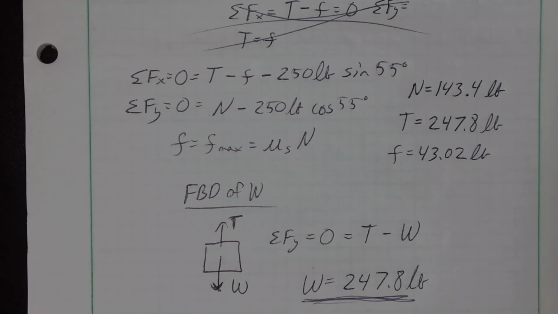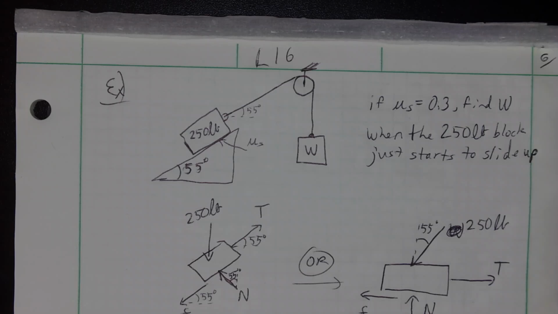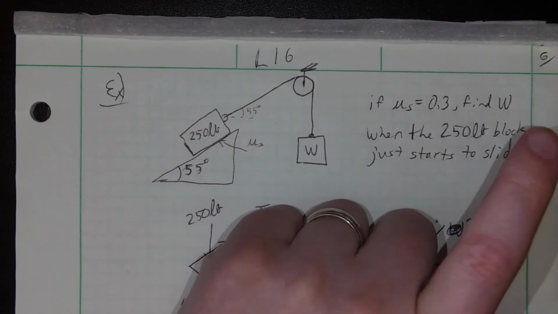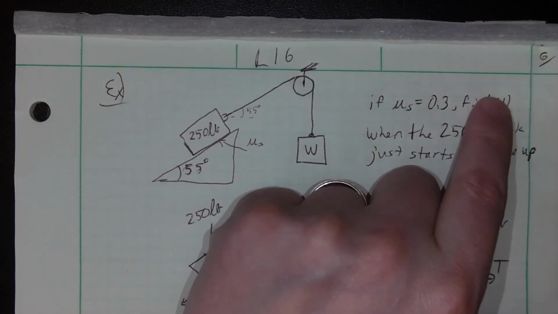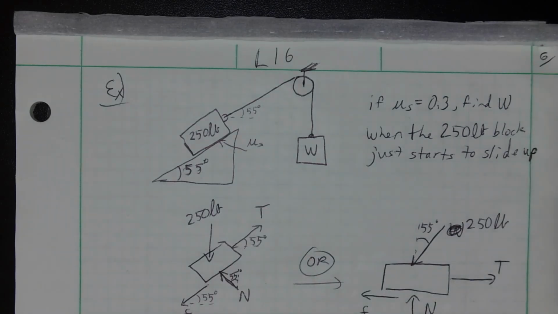You're welcome to play with those, plug in some different mu sub s and different 55s. And again, if you really want practice here, rework this problem. Don't look at this, don't look at your notes. Rework the problem from scratch and figure out what is the minimum amount of W required to keep the block from sliding down, and see how you do.